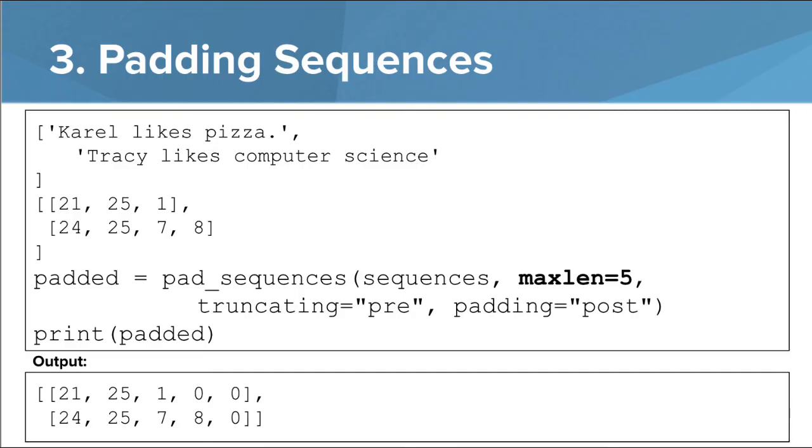Next, you specify the maximum length of each sequence. This will be the size of each sequence after running the command. The truncating command specifies where to trim the sequence if it's too long. In this example, if the sequence was 7 digits long and 2 more than the max, the first 2 words would be cut off since the truncating is set to pre. Along similar lines, if the initial sequence is too short, then zeros will be added. In this case, zeros are added to the end since the padding is set to post.